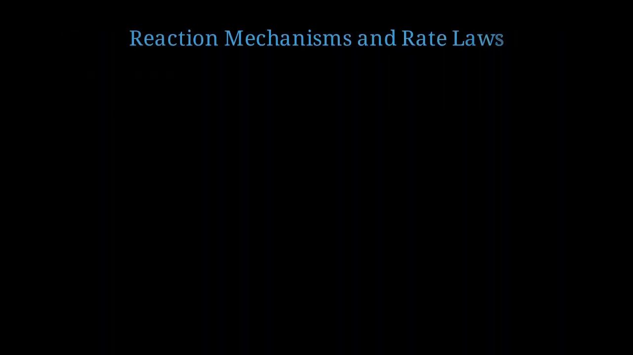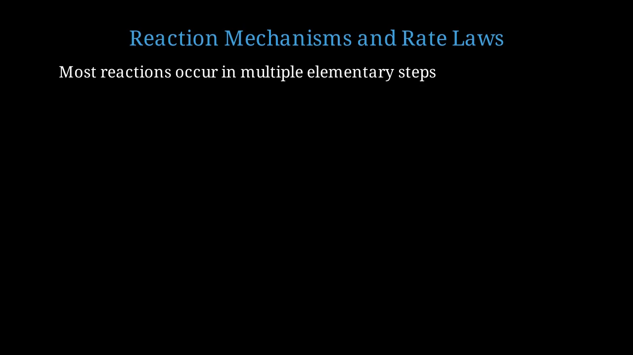Now let's discuss how rate laws connect to reaction mechanisms. This is where kinetics gets really interesting. Most chemical reactions don't happen in a single step. Instead, they proceed through a series of elementary steps called a mechanism. The overall rate is controlled by the slowest step, called the rate-determining step. It's like a bottleneck on a highway.